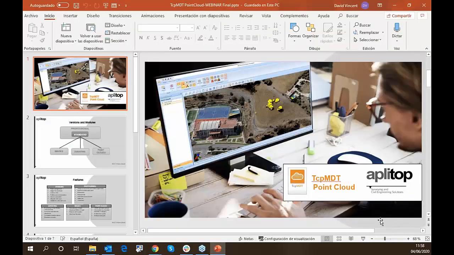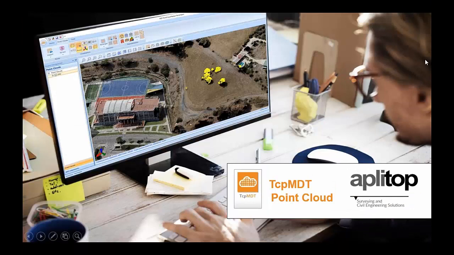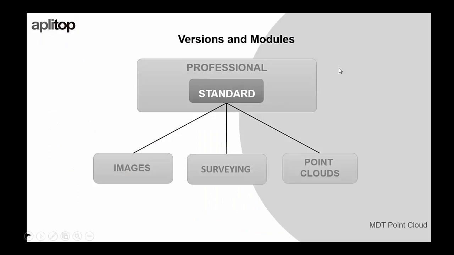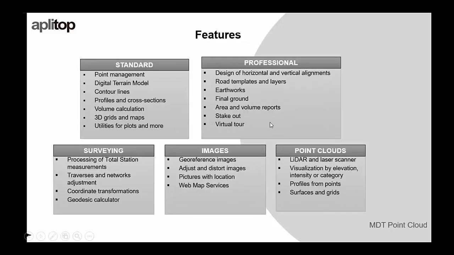I would like to finish my presentation by saying that TcpMDT point cloud has two versions, from standard to professional, with three modules: image module, surveying, and the point cloud module. Here is a summary of what you can find in each part of TcpMDT. In the standard version, you manage points and make your profile and cross section. The professional version is particularly useful when you want to design horizontal and vertical alignment, and also make volume reports and this kind of thing.